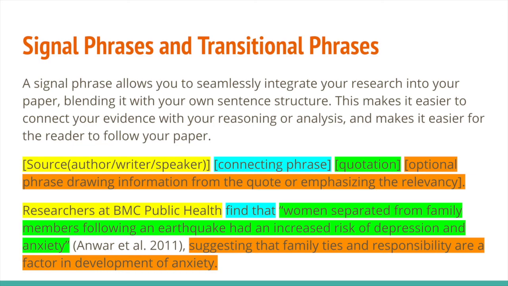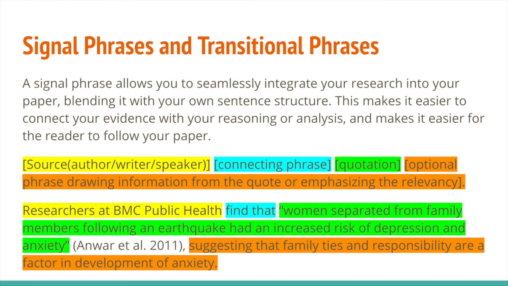Once you are into talking more specifically about your research, after you've already introduced it, you're going to make use of this thing called a signal phrase. A template that allows you to seamlessly integrate your research into a paper. You want to blend it with your own sentence structure. So instead of just plopping down a quote from another source that might not match or really fit into the structure that you're building in your own paper, you want to seamlessly attach it to your own sentence structure.